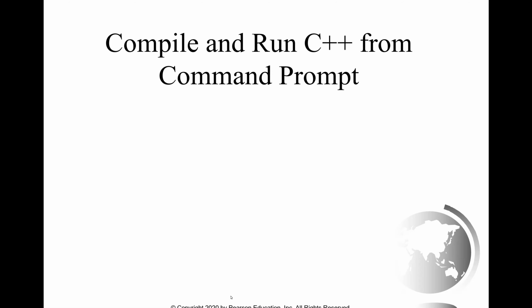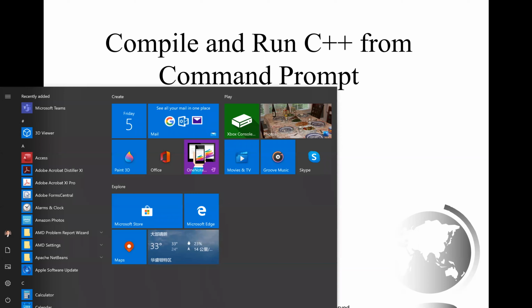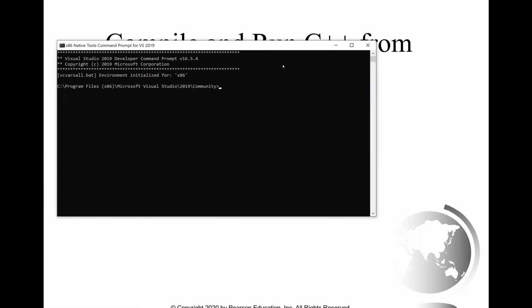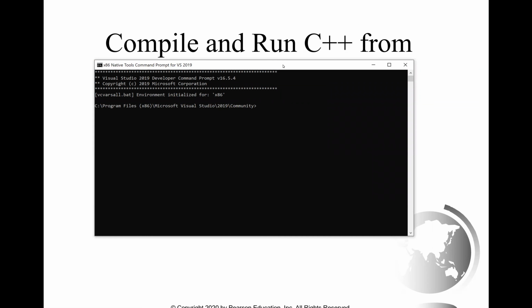To do so, from Windows, type VS command prompt tool. So from here, you can use the command to compile and run C++ programs. So now this is the directory at your Visual Studio Community Edition installation.